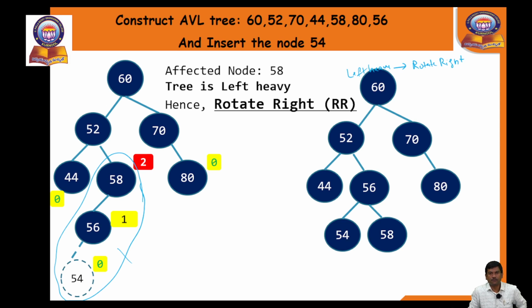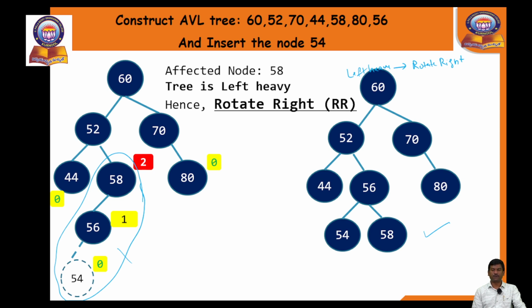Once you compute the balance factor of every node, you can observe it does not deviate. The balance factor of all these nodes will be either 1 or 0 or minus 1. And that is how we can say this is an AVL tree. What modification has been done? Find the affected node. From that perspective, check whether it is left heavy or right heavy.